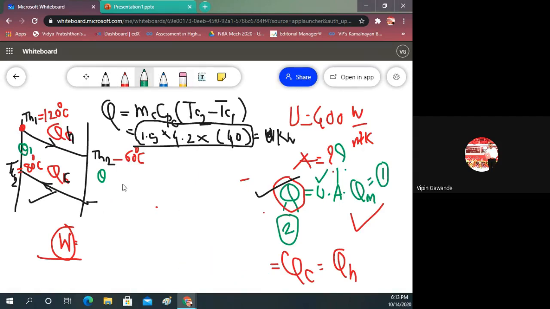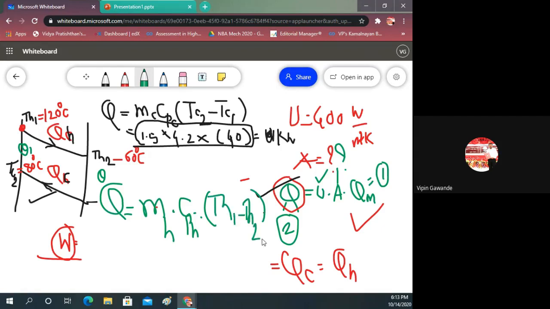If you calculate Q by QH also, it will come the same. How do you calculate it using the hot fluid? The general formula is M C delta T: M H, CP H, and TH1 minus TH2. This will also come the same. M H and CP are given in the problem. TH1 is 120 and TH2 is 60. Now Q, U and theta M are known, so you calculate the area. The area will come out to be 21.84.